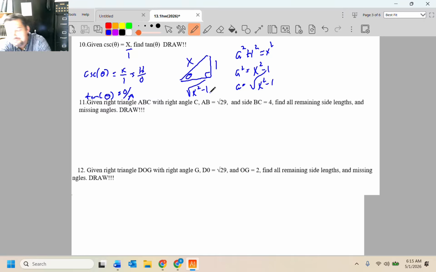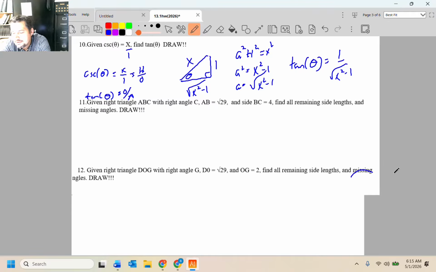There's the adjacent side. So now I can find the actual tangent of theta. It is opposite, which is 1, sitting pretty over the adjacent length, which is the root of x squared minus 1. And normally we would clean that up, but I don't actually clean these up. There's a reason I don't. It's not that we can't. We can. I just choose not to. All right.